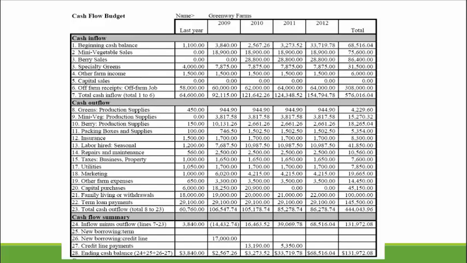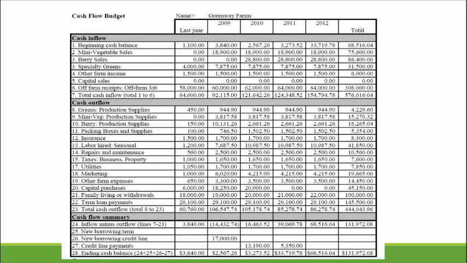Here's an example of the cash flow budget that we used during the case study, Greenway Farms. You can see here an example of what we did. We added a lot of columns. So here's our beginning cash balance, and then for 2 and 3 and 4, we broke out the sales by enterprise, by crop. That way we could track that.